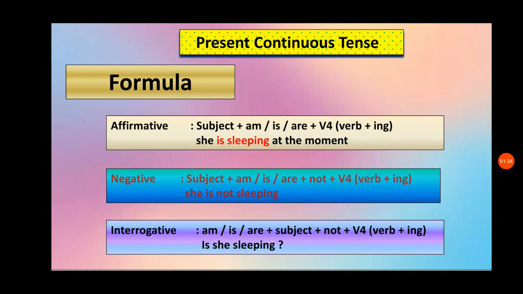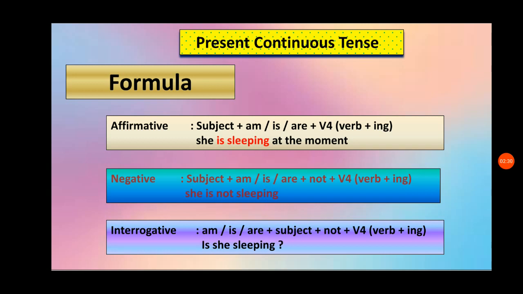In the affirmative, we should form the subject plus any be verb of present tense. What are the be verbs? Am, is, are. The three be verbs are used in the present continuous tense, and without any be verb we cannot make any continuous tense. And followed by a be verb, we should write the fourth form of the verb. What is the fourth form of the verb? That is verb ing, the present participle. So without a be verb plus verb ing, it is not a continuous tense.